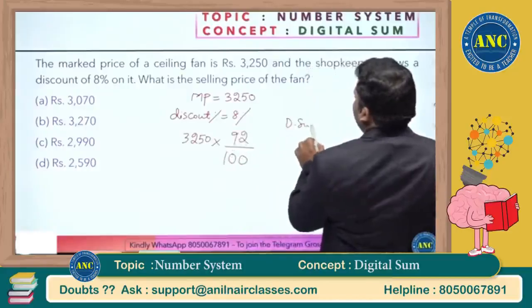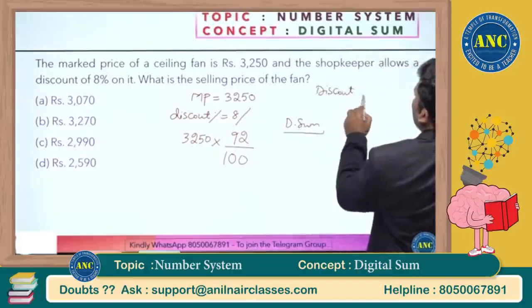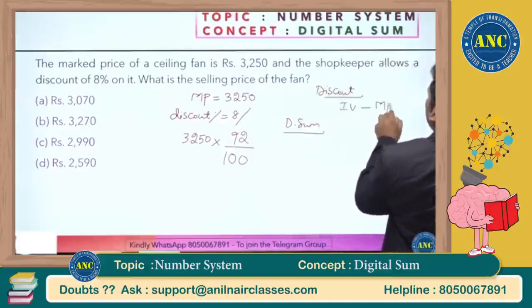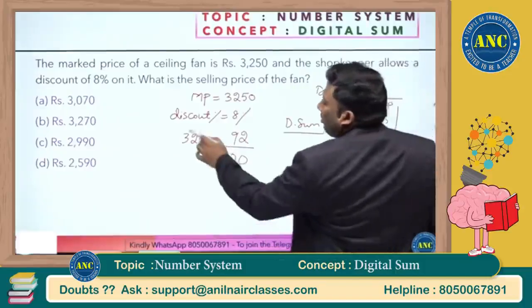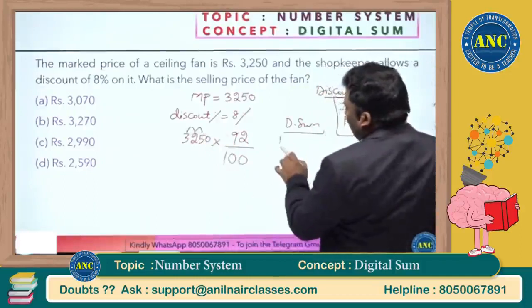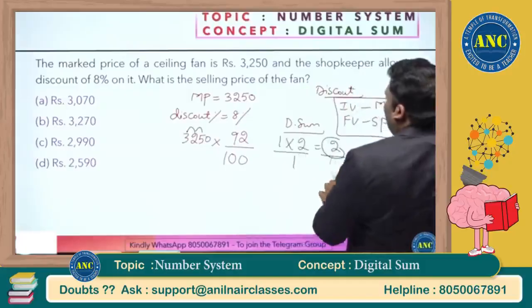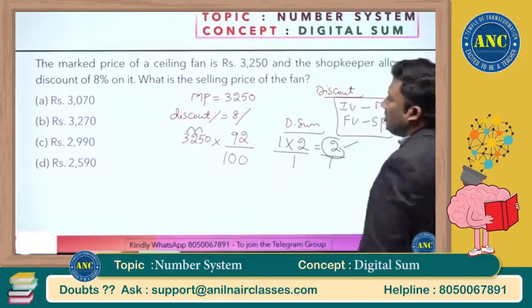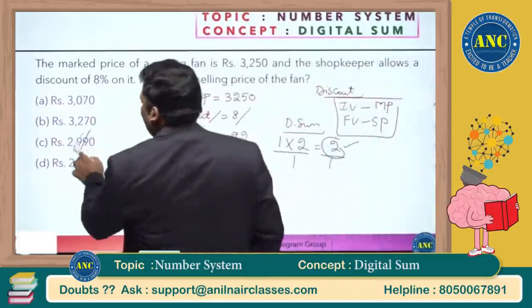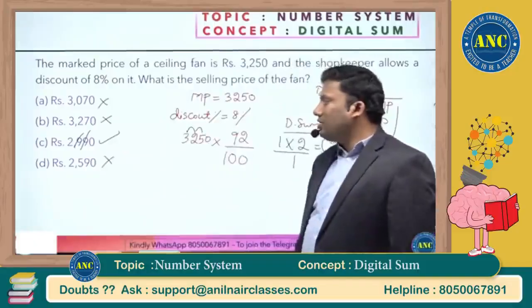Apply digital sum. In discount, I told you already, initial value is marked price, final value is selling price. 3 plus 2, 5, 5 plus 5, 10. 10 is 1. 92 digital sum is 2. 2 by 1. Answer digital sum should be 2. 9 plus 9 out. Answer is 2. 3250 into 92.